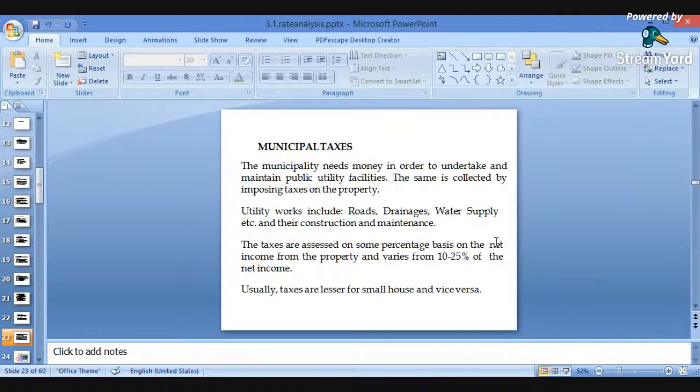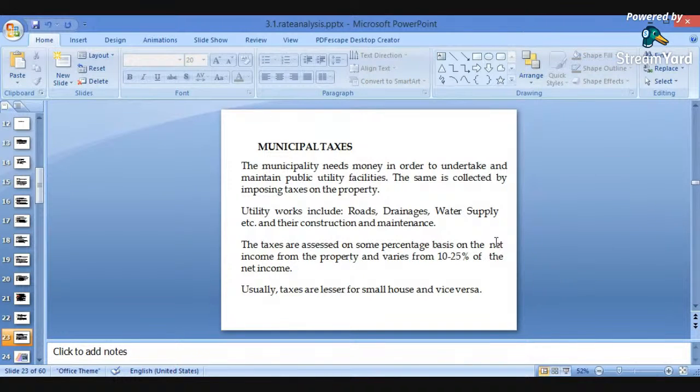So what is the total net income generated from the community? Depending upon the net income generated from the community, taxes will be fixed. So what is the percentage of tax that will be fixed? It will be fixed as 10 to 25% of the net income.